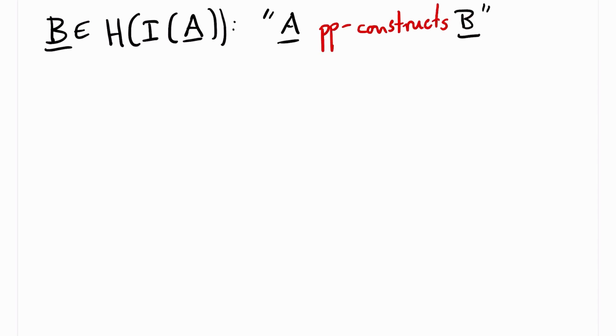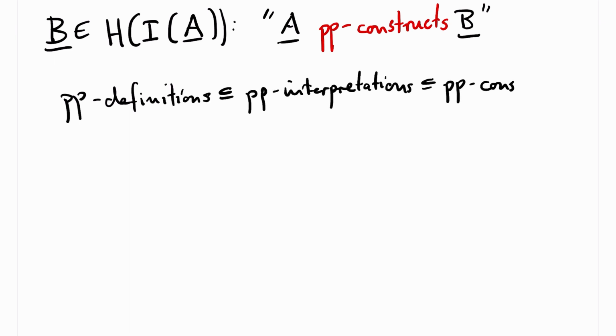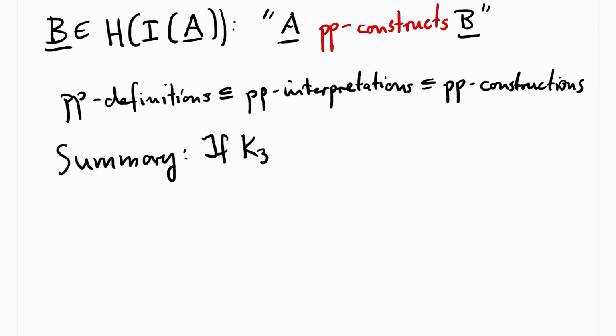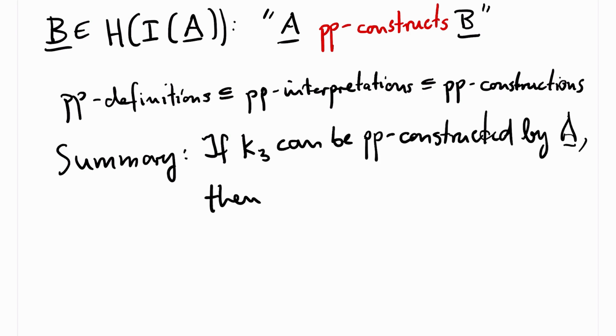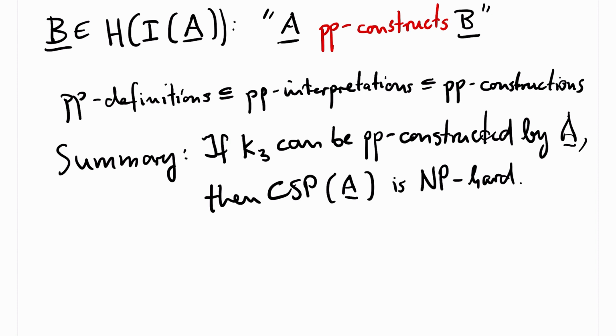If a structure B is homomorphically equivalent to a structure with a PP interpretation in A, then Barto, Opršal and Pinsker say that B has a PP construction in A. So PP definitions are subsumed by PP interpretations, which in turn are subsumed by PP constructions. So we have stronger and stronger tools to prove NP-hardness. PP constructions are the strongest. A lot of what we have done today can be summarized by the following. If a structure A can PP construct K3, then CSP of A is NP-hard.